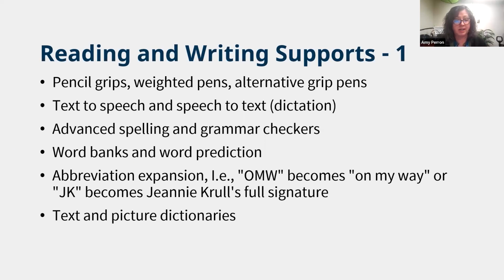Advanced spelling and grammar checks are also, I don't know about you guys, but it's a lifesaver for me. Word banks, word prediction, abbreviation expansion. So for example, you could type in OMW and then on the screen it'll appear as on my way. Or you could create a shortcut where you type JK and then it says Jeannie Kroll's full signature. So those are just some examples. Also, a wonderful new tool that we're starting to see is text and picture dictionaries.